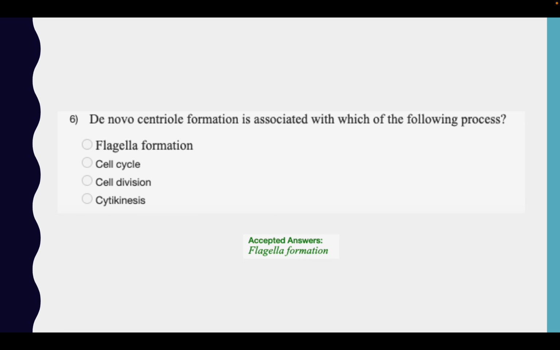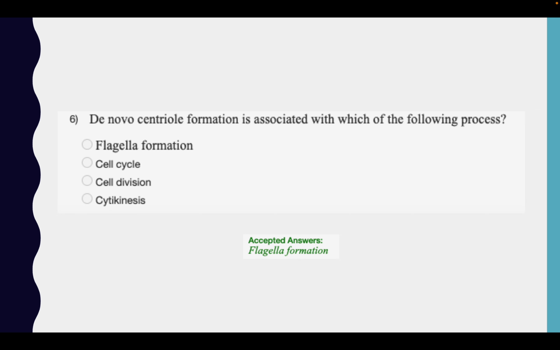De novo means from new, and it refers to the creation of centriole without a pre-existing template. Centrioles are essential components for the formation of cilia and flagella, as I already told. So when the new centrioles are formed, it is directly linked to the process of flagella formation. Centrioles act as basal body from which the flagella grow.